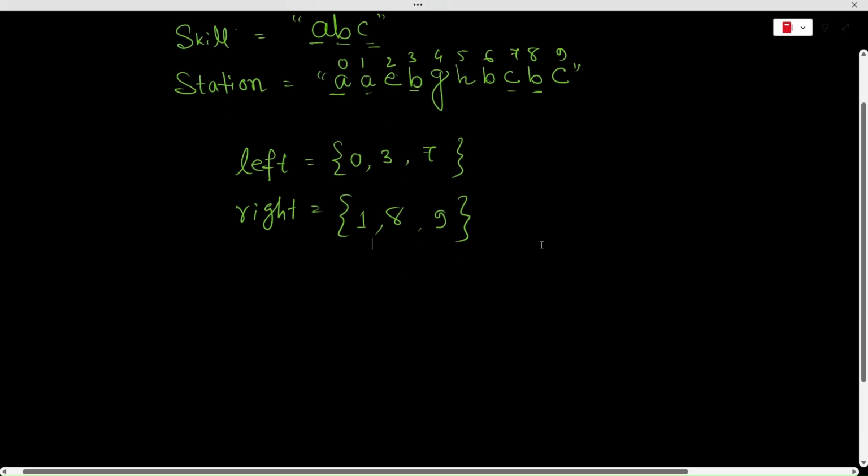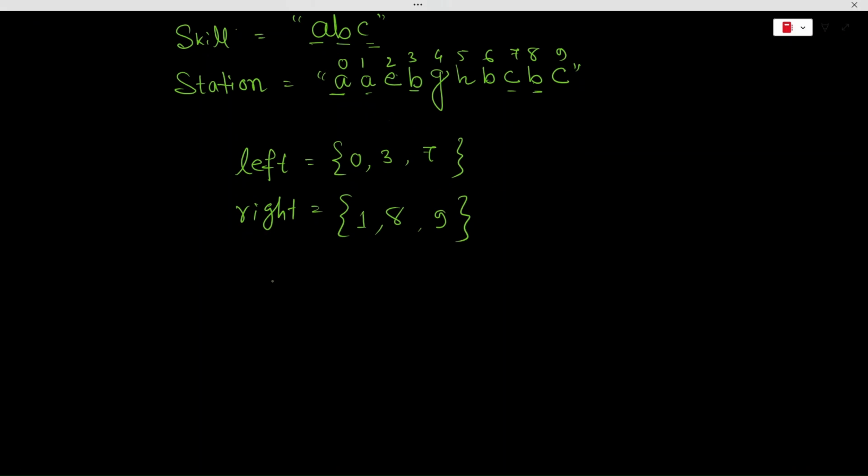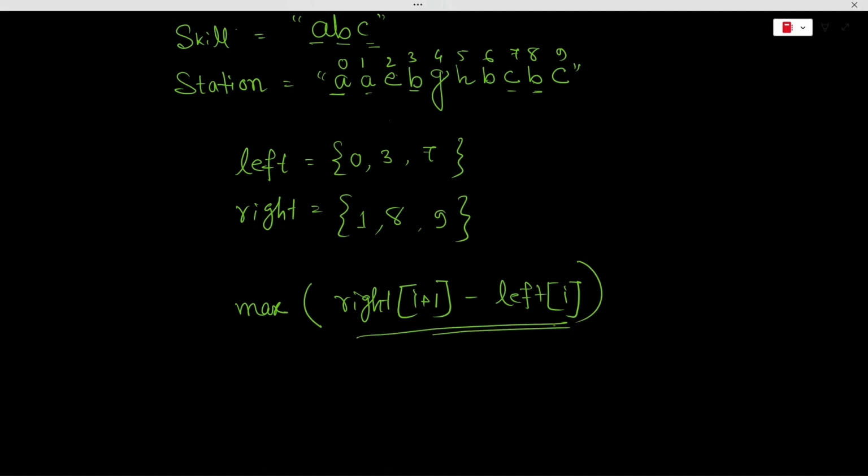Now we need to assign it in such a way that the gap is maximized, right? So we just find the maximum of right of i plus 1 minus left of i. If we get the maximum value of this, then we will get our answer. So for this case, 8 minus 0, it will be 8, right? For next i, it is 9 minus 3, it would be 6.